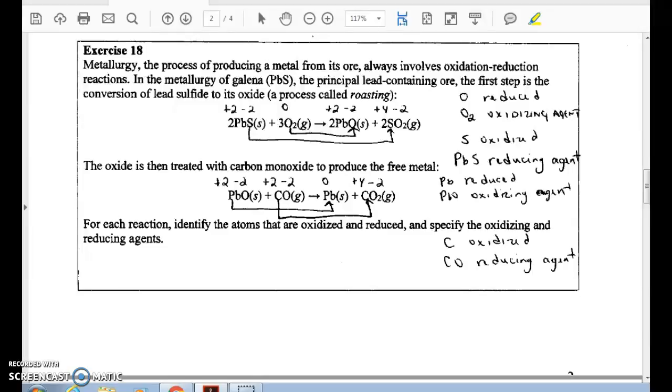Then I also see that the oxygen has changed from 0 to -2, so the oxygen has been reduced, and again it's the compound or the molecule that I find the O in on the reactant side that is called the oxidizing agent. So it is individual atoms that are either oxidized or reduced, but it is reactants that are called the oxidizing agent or the reducing agent.